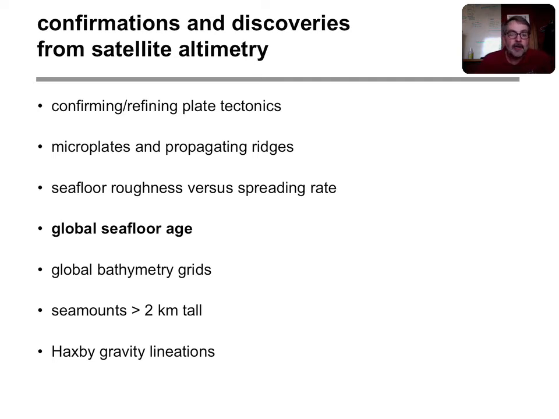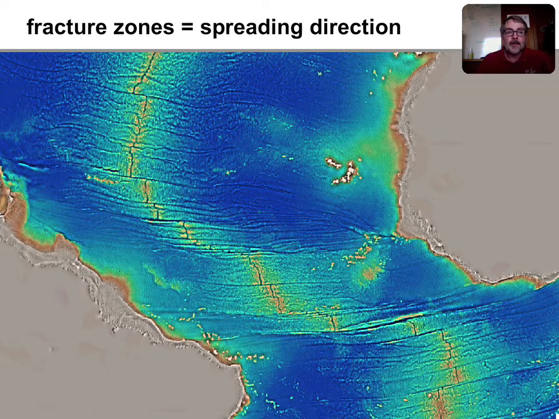Global seafloor age. I'm not going to say much about this, because I think Dietmar will talk a lot about it in a couple weeks, but only to say a couple things. If you're going to make a global seafloor age map, you really need two things. You need to know what direction the plates are going, and you need to know the age of the plate at a particular point. From altimetry and gravity and also from seafloor mapping, you can pretty much map out the distribution of the fracture zones, which tell you the direction of past seafloor spreading, so you can reconstruct all the plates.